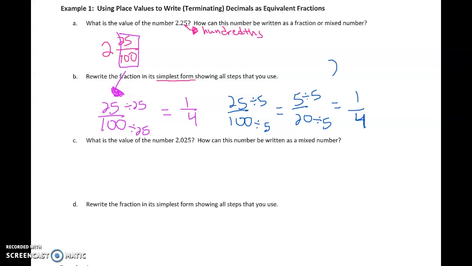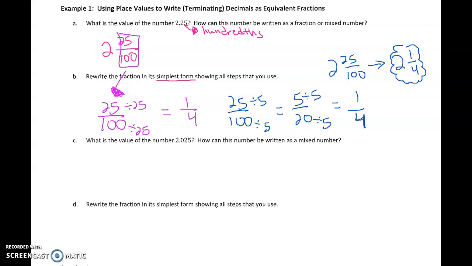Remember, this was 2 and 25 hundredths. That doesn't reduce to 1/4. This reduces to 2 and 1/4. So you're going to hear me talk about that again. Be very careful that we don't forget that mixed number up front.